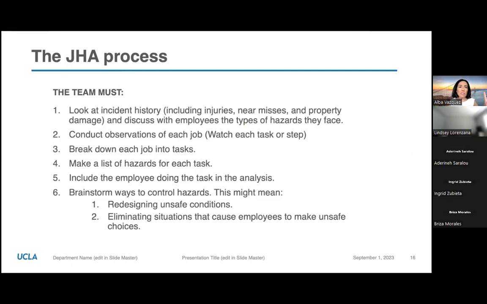Your team doing the JHAs, or someone in charge of administering this process, if you put someone in charge, should look at the incident history, injuries, actual near misses, property damage, and discuss with employees the types of hazards they face. So they are going to talk to each other. And then observations are important. The thing with observations is that when you go out to the field with them, many times they want to do the job by the book because they're under observation. They're going to do their best not to be outside of what you've told them to do and how you told them to do it, right?